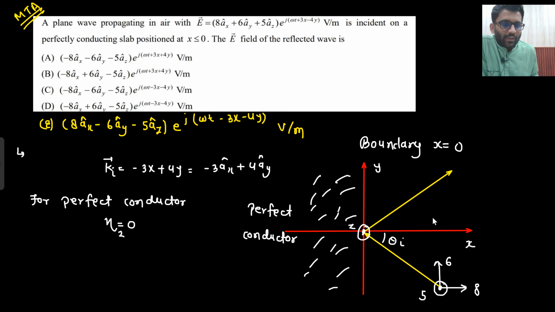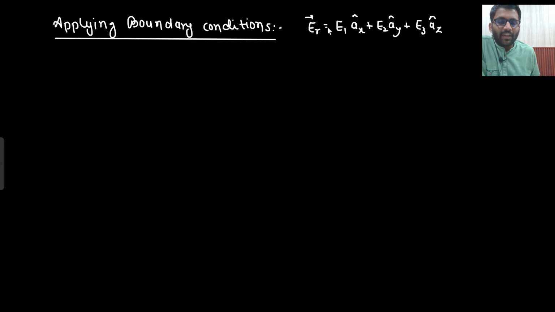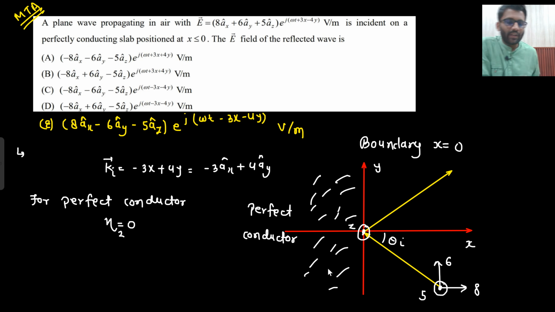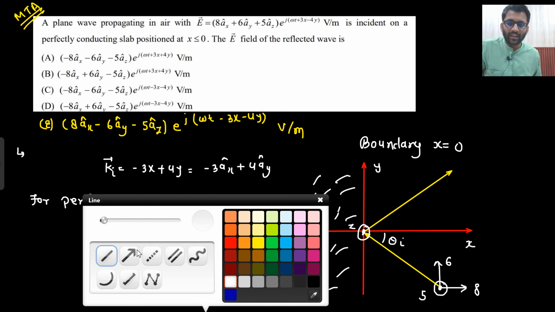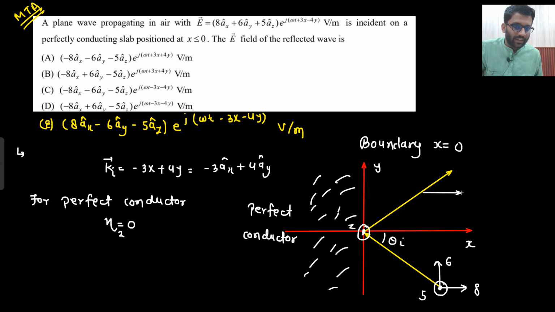Sorry for the interruption. So what I was saying, we are applying boundary condition and we have assumed our reflected electric field. So what we have assumed that in the reflected electric field, we are having E1 in X direction.